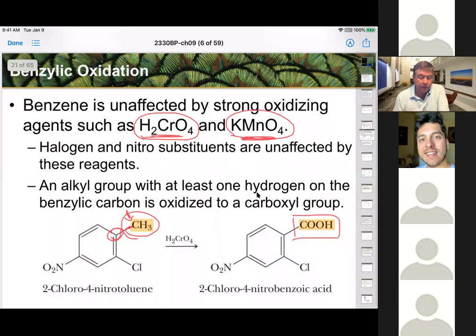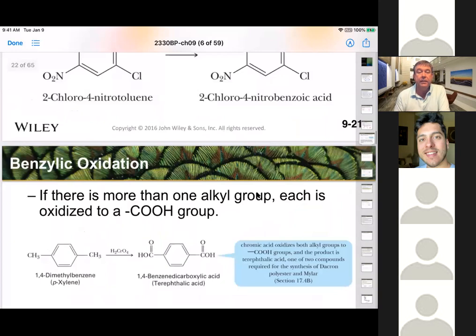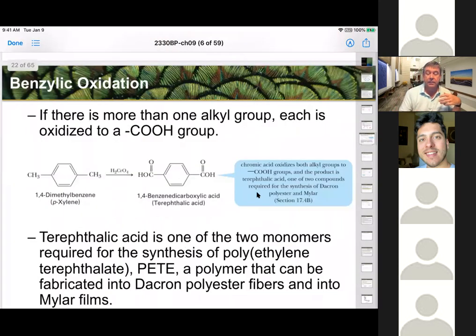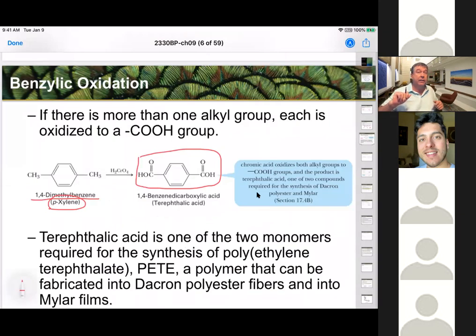So this is used extensively in industry. For example, this 1,4-dimethylbenzene, or paraxylene, is really common in gasoline. And so what they do is they take that particular derivative and oxidize it down to this dicarboxylic acid. This dicarboxylic acid is used extensively in polymer production, basically making polyethylene terephthalate. Polyethylene terephthalate is not only a fiber, not only a film, but it's also most of those plastic bottles that have water in them.